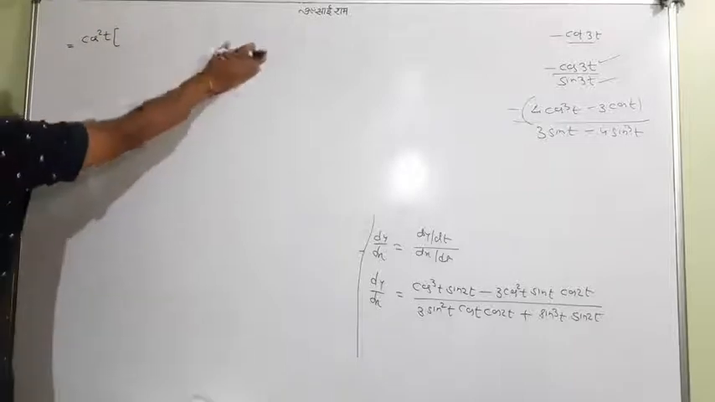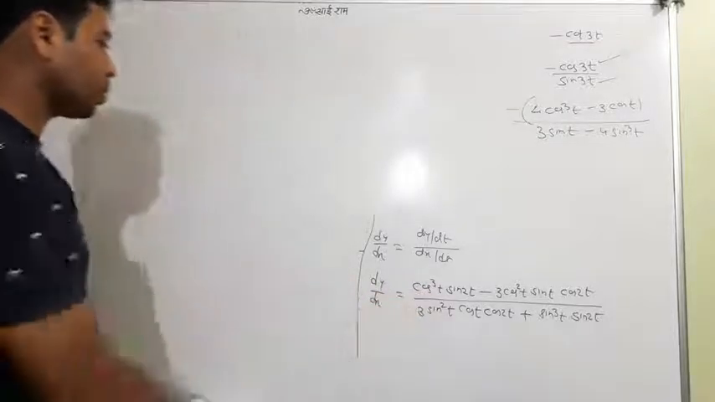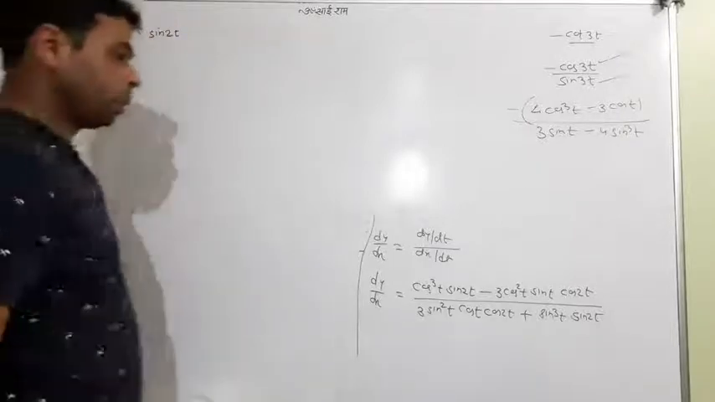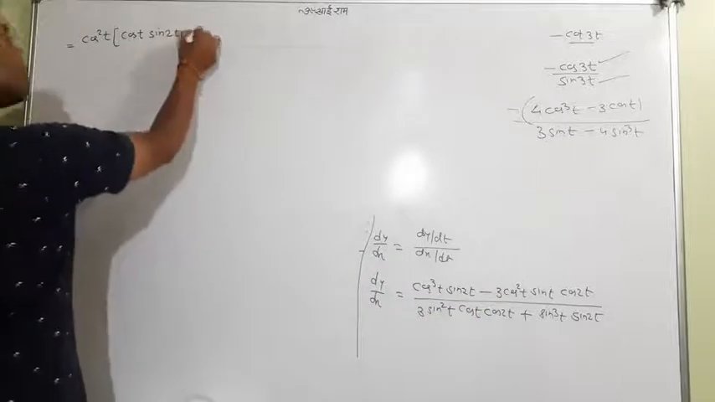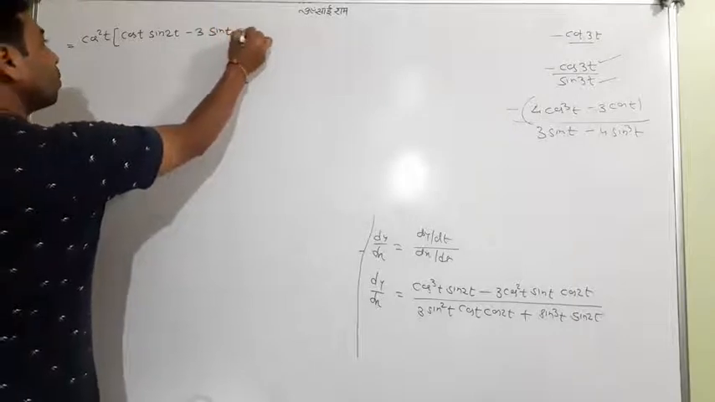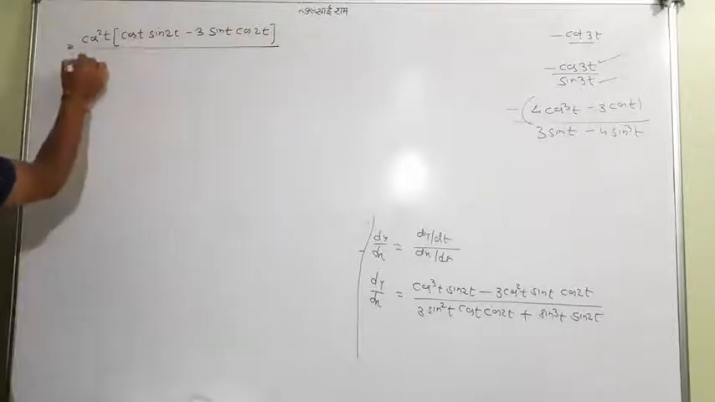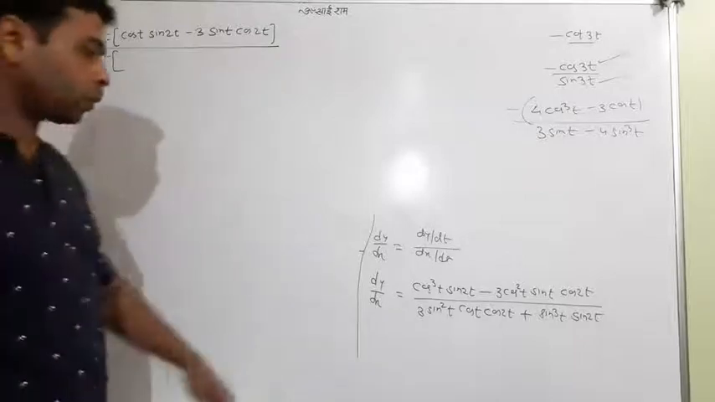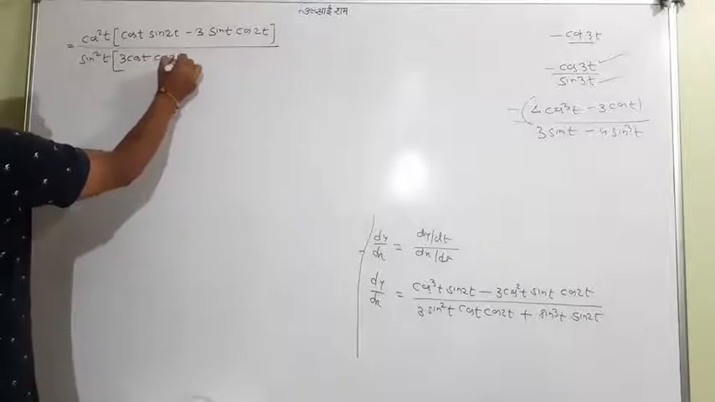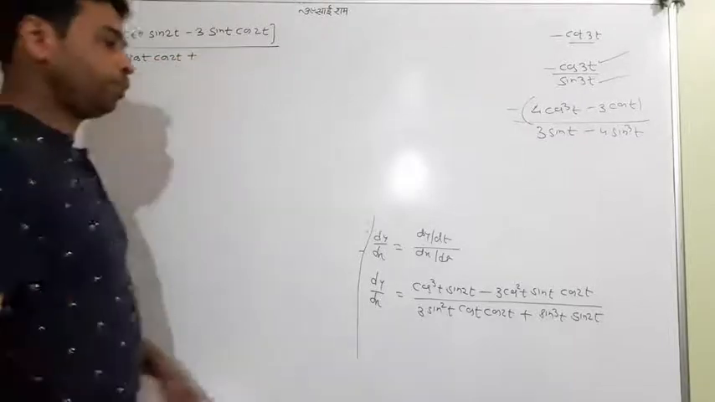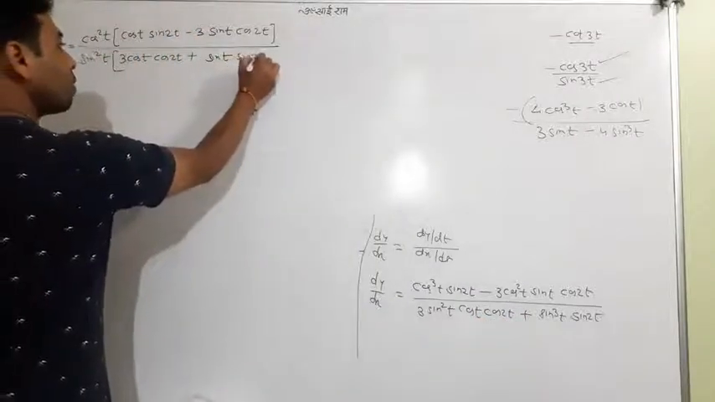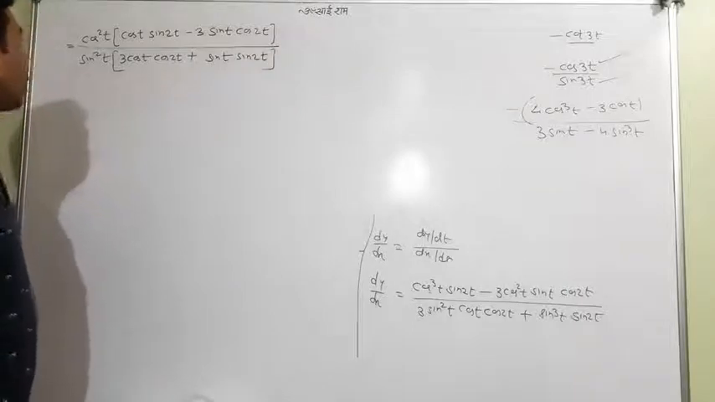What remains now? Taking out cos square t as common, the numerator has cos t sin 2t minus 3 sin t cos 2t. In the denominator, taking out sin square t as common, we have 3 cos t cos 2t plus sin t sin 2t. This is the term that has come.